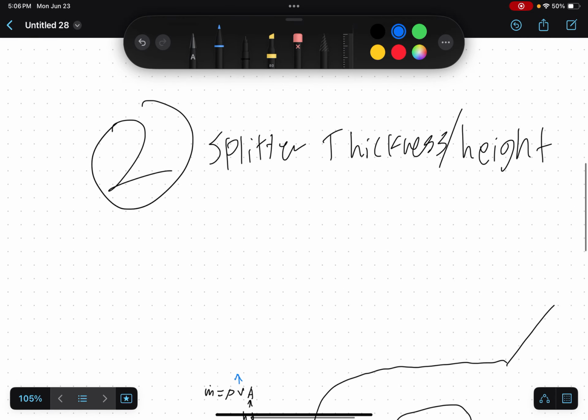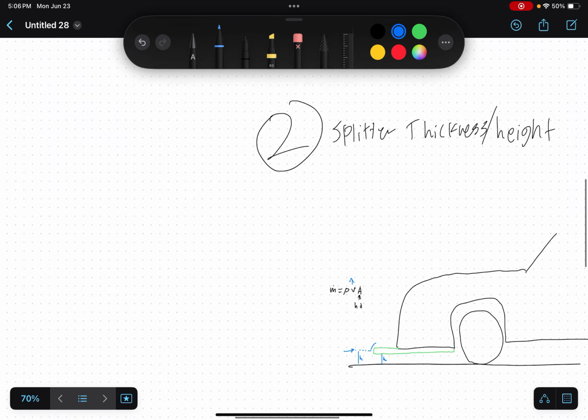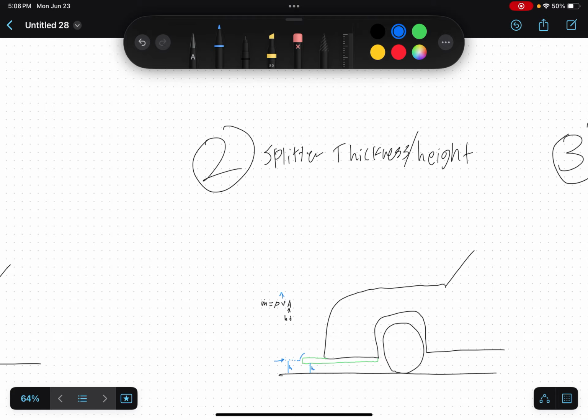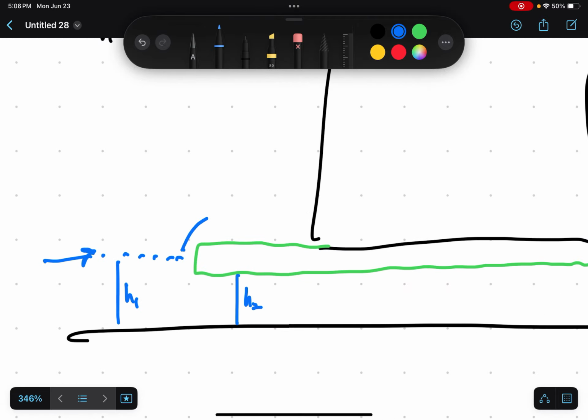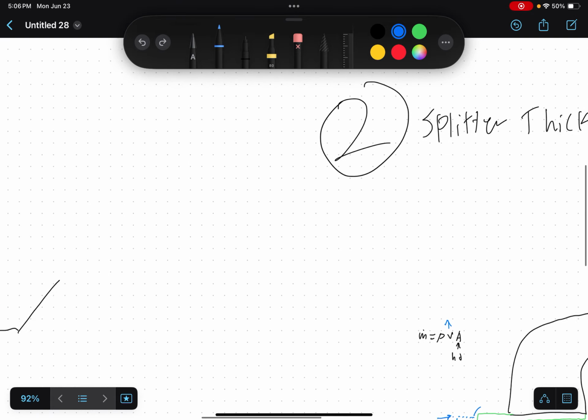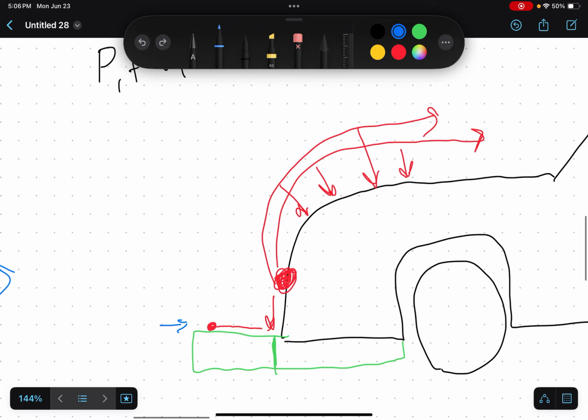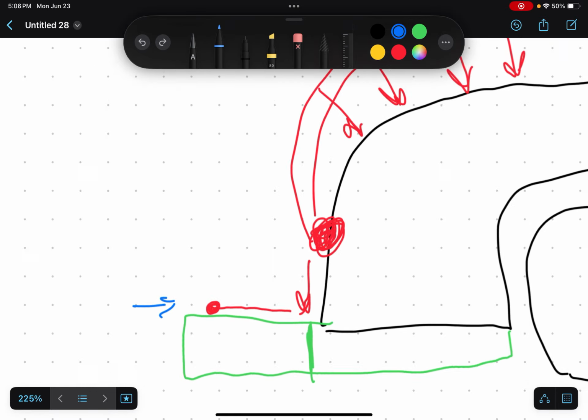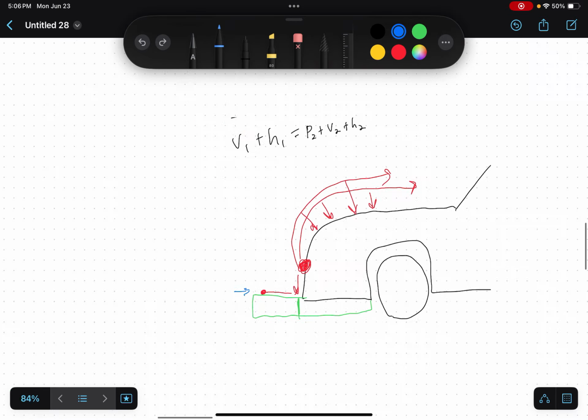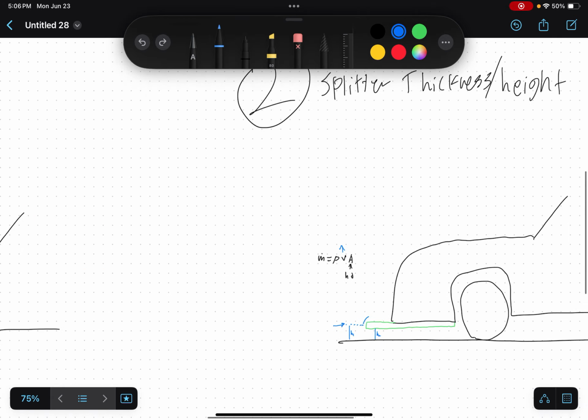So that is pretty much point 2, splitter thickness and height. Ideally, you want the height between the splitter and the ground to be as low as possible. And with length, you want it to be as long as possible to prevent the stagnation air from going around it and underneath the car and producing lift.